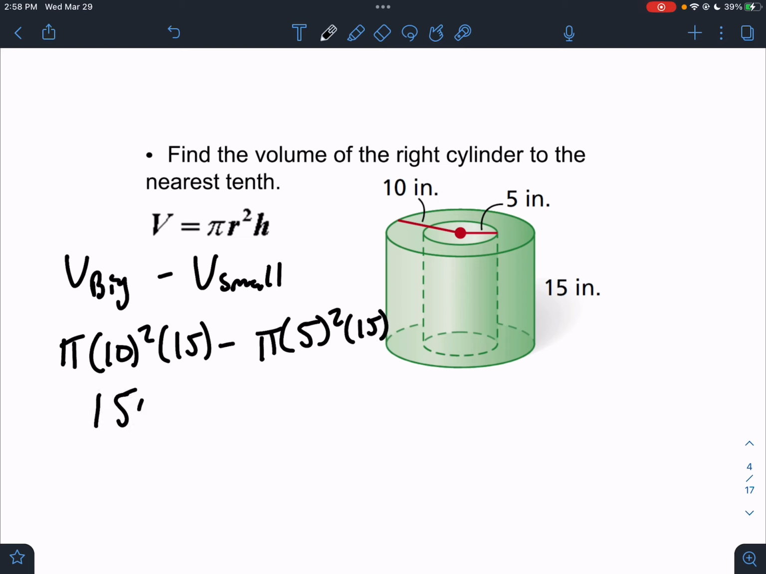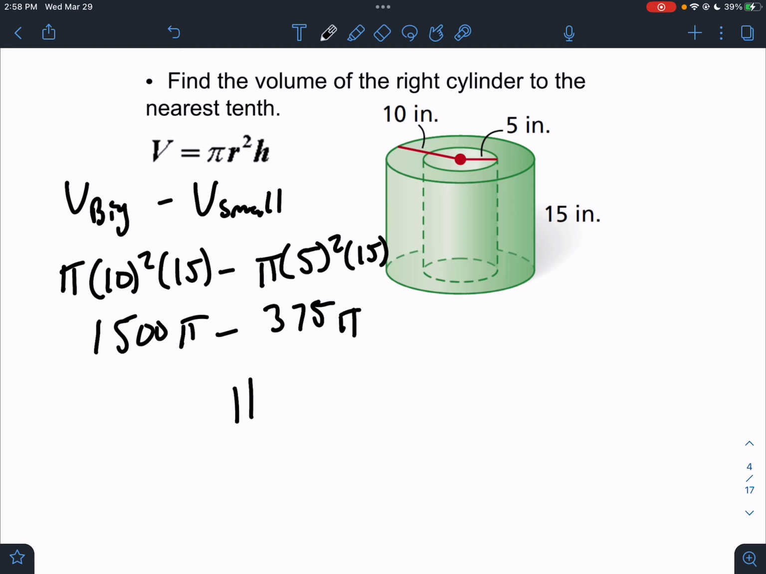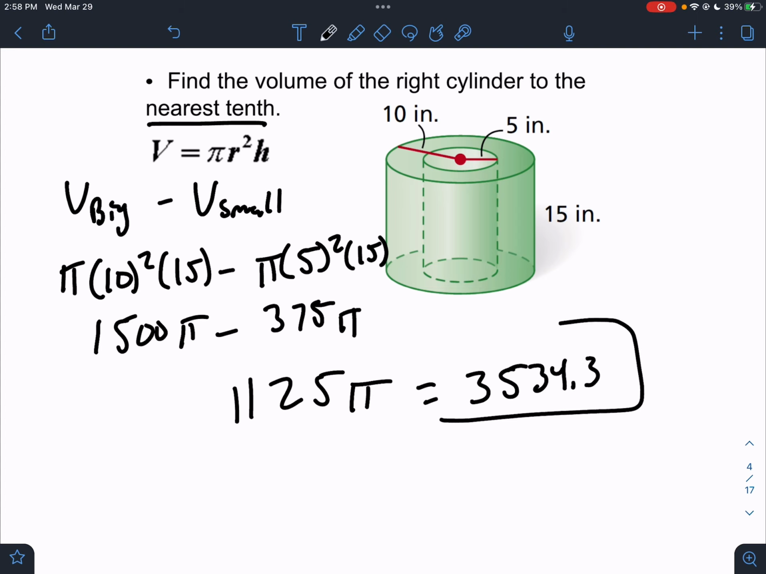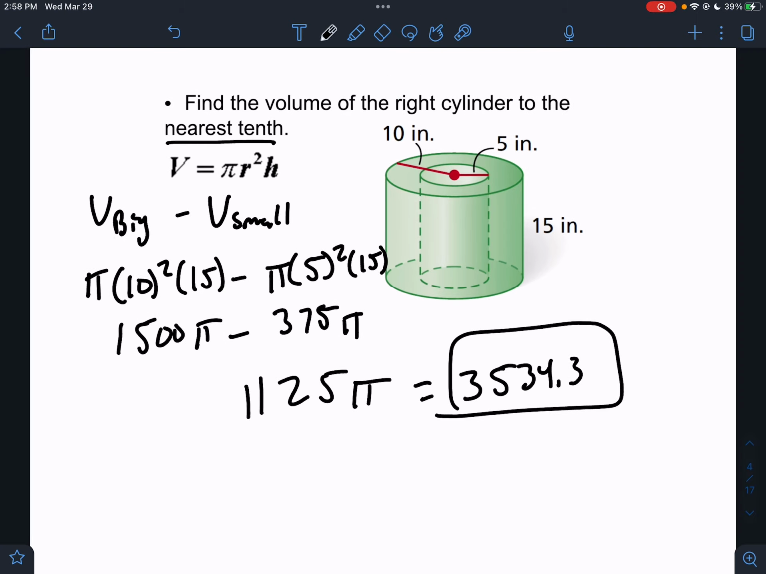This would be 1,500 pi, and that would be 25 times 15. That's going to be 375 pi, and then the answer would be 1125 pi. They do tell you to round to the nearest tenth on this one, so 1125 pi. Type it in. That would equal 3534.3. Make sure you round the way they tell you to.